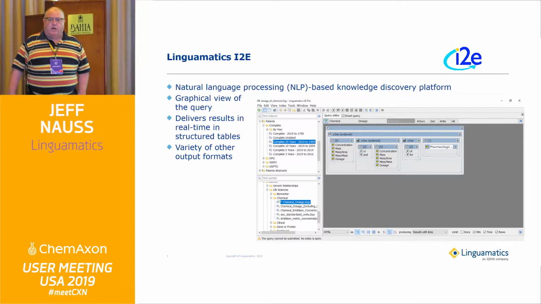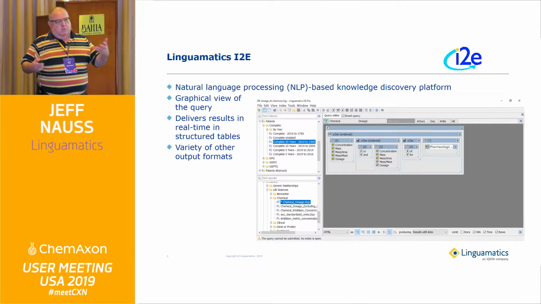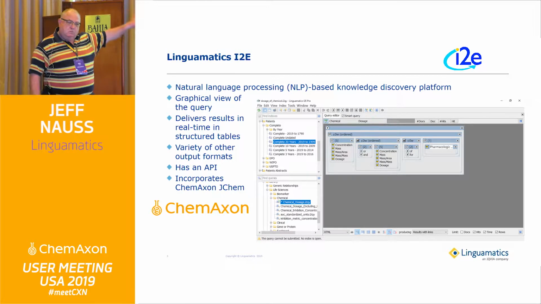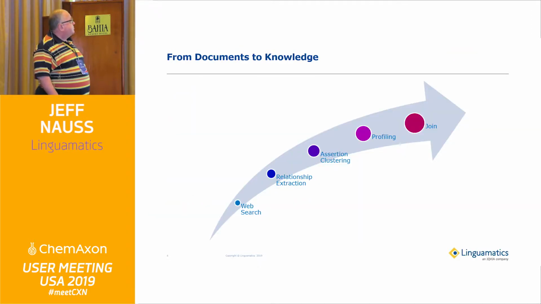What you'll see in the slides is HTML structure tables, but again, there are other file formats we can use. So I2E can be incorporated into an automatic workflow that you may have for processing your documents. There is a RESTful API that allows for easy integration, and the reason we're here, we incorporate the ChemAxon JChem to be able to do substructure similarity searches, as well as incorporating images in our output.